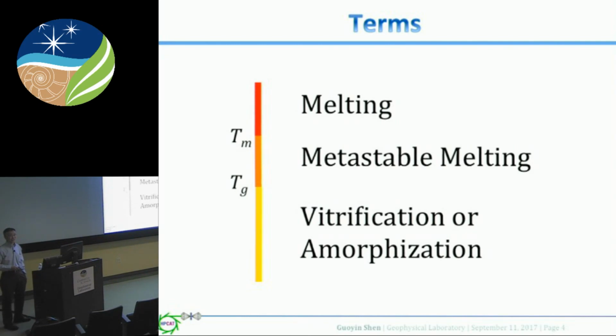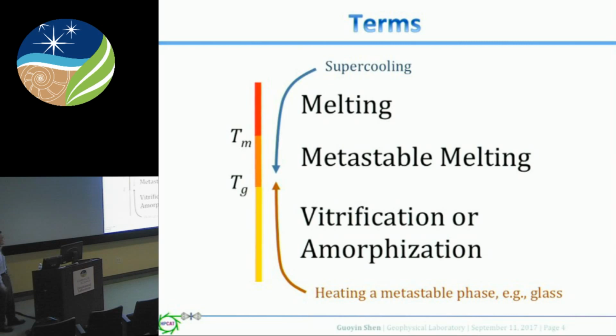Below the glass transition, let's call it vitrification or amorphization. For now, because sometimes it's used interchangeably. Just for the sake of discussion, this is between these. And then above this Tm, of course, we call it melting. As I said, this is not new, because by supercooling, we know that there are a lot of materials that display supercooled effects, so we can definitely reach metastable melting. We can also heat a metastable phase like glass past the glass transition and get to the liquid, so we get metastable melting.